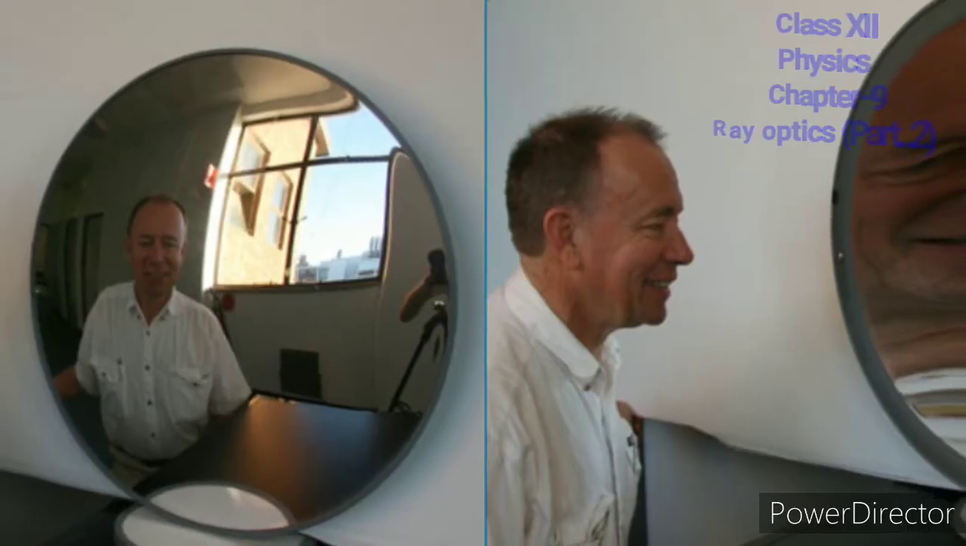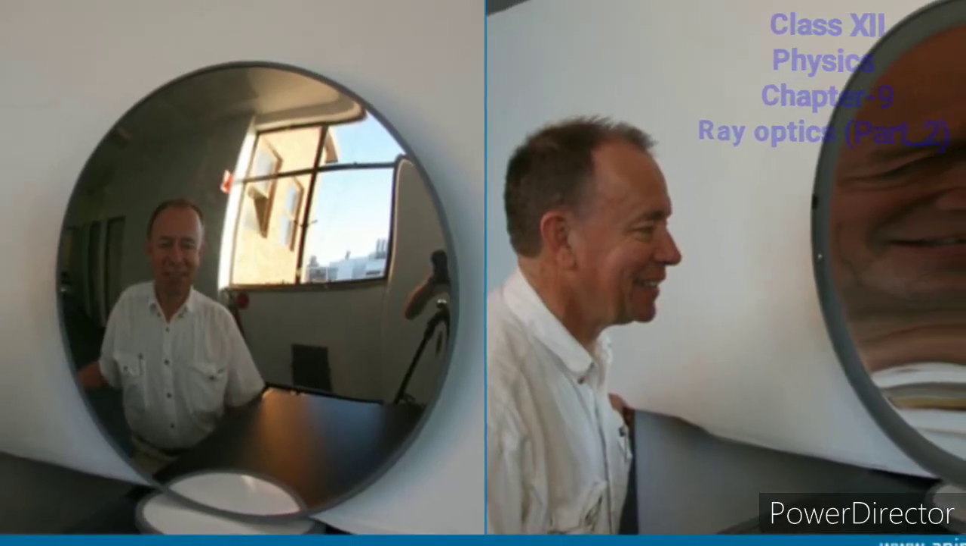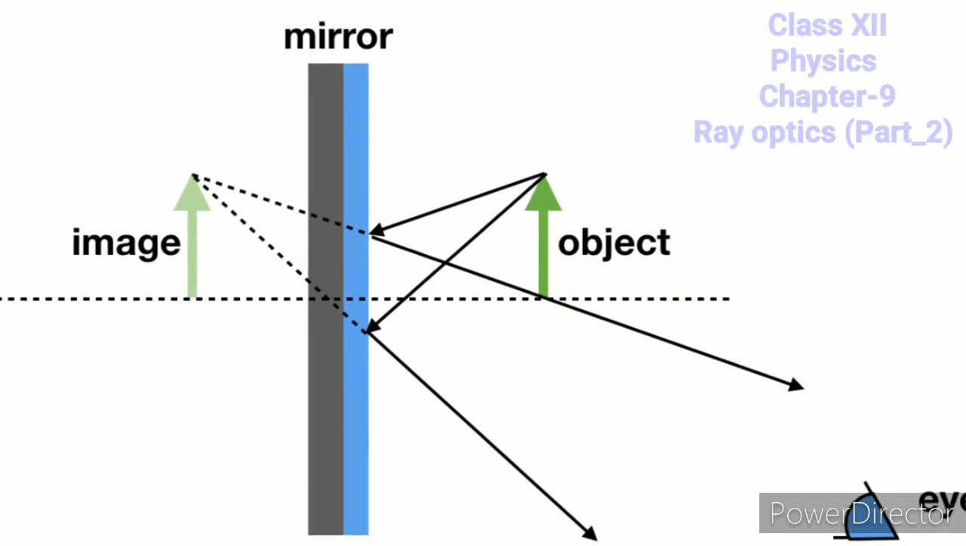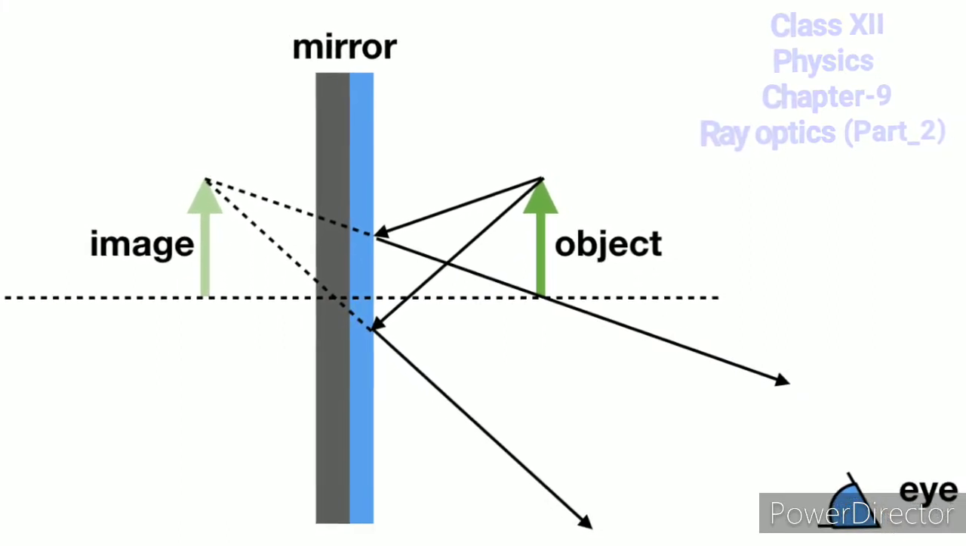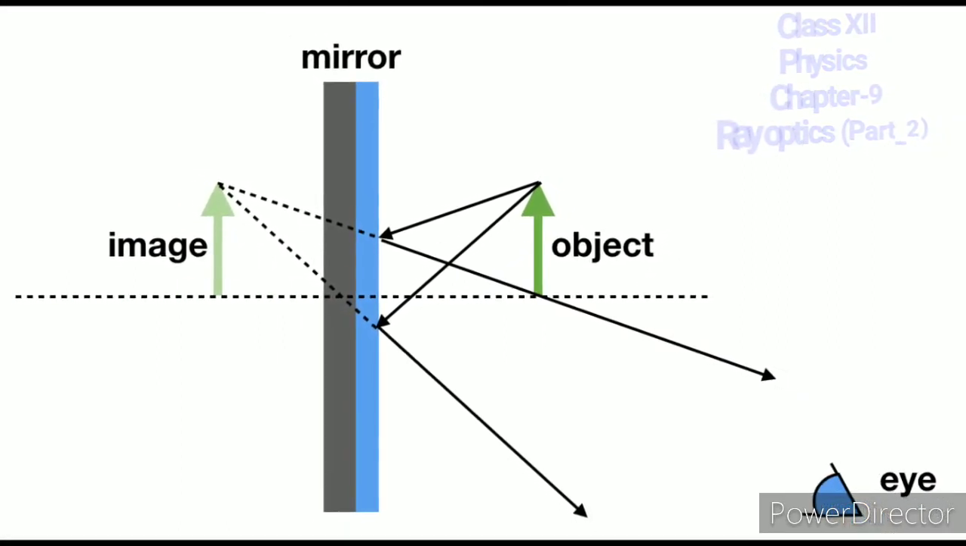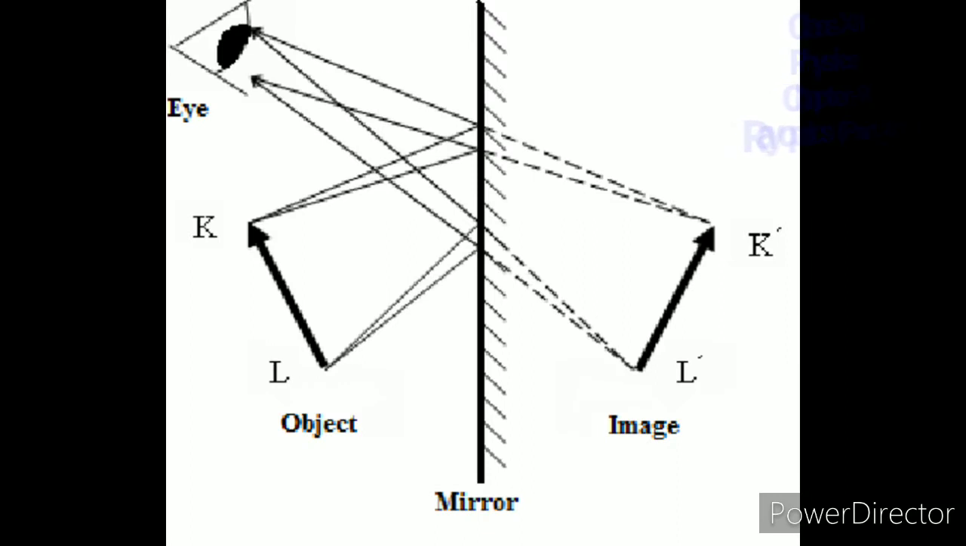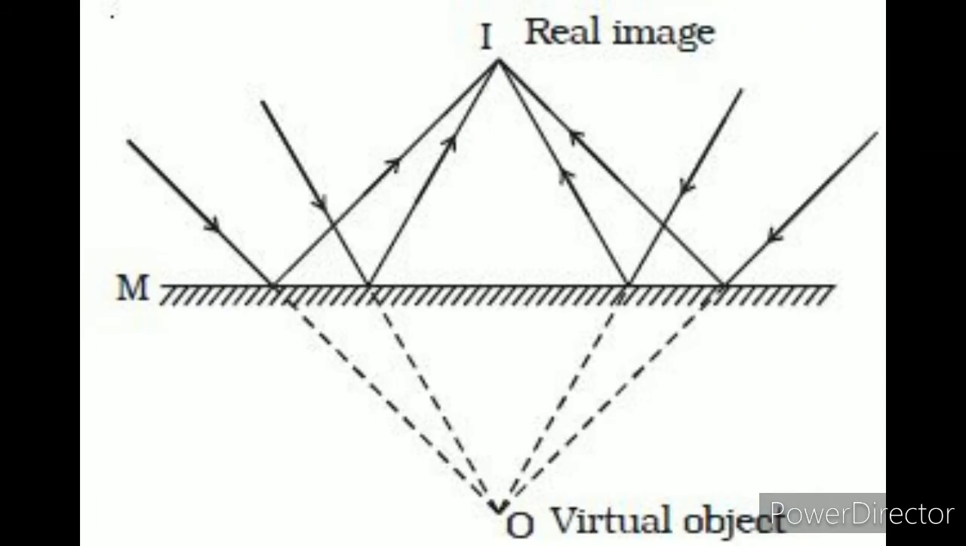Image. The point where the light rays starting from a point of the object, after reflection or refraction, meet or appear to meet is called the image of that point of the object. Images are of two kinds: real image and virtual image. The question is, what is the difference between a real and virtual image?